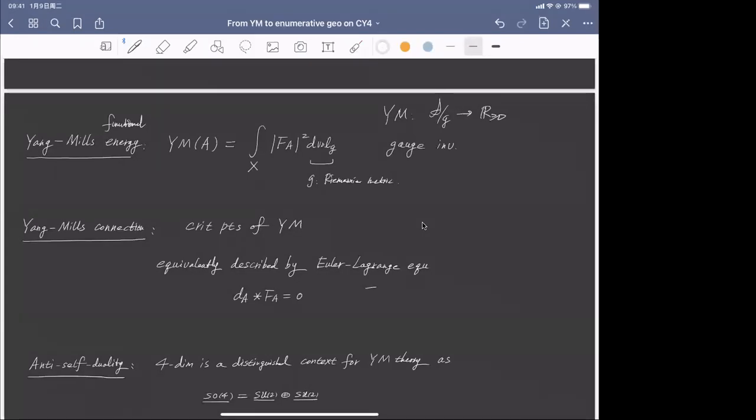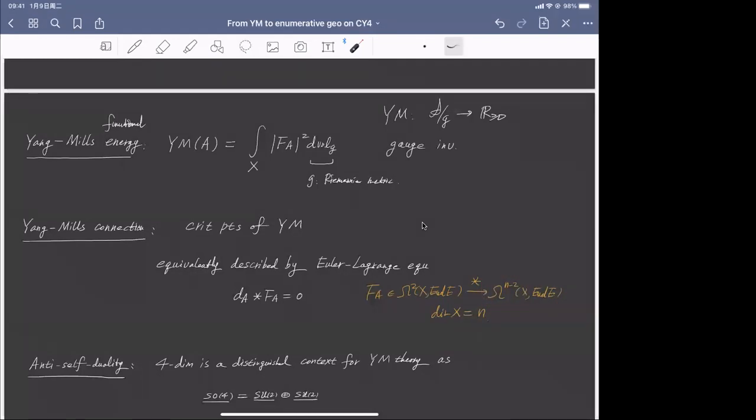So let me write here. F_A, recall, is a bundle valued 2-form. This star, the Hodge star operator, maps it to a bundle valued (n-2)-form, where the dimension of X is n. So when we apply this star operator to this curvature, this becomes a differential form here.